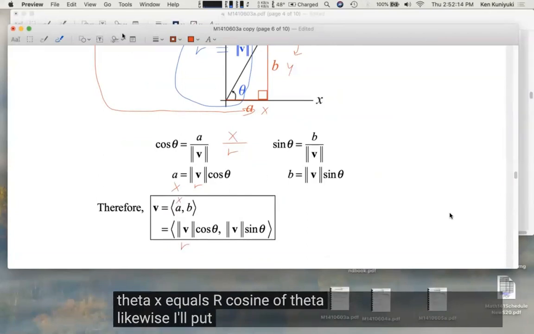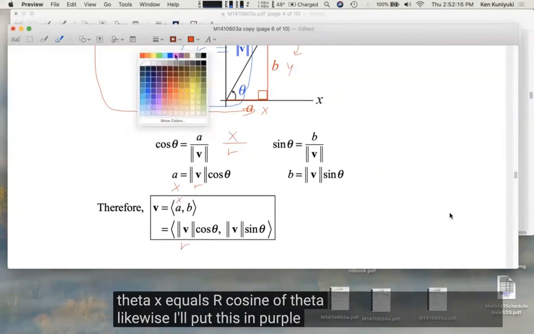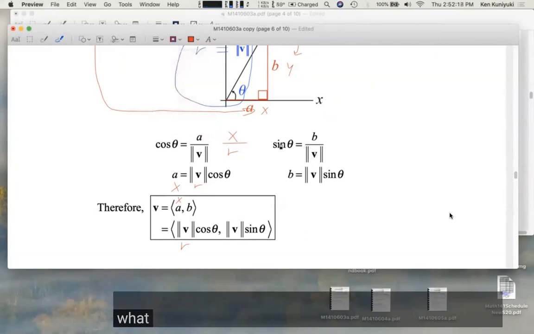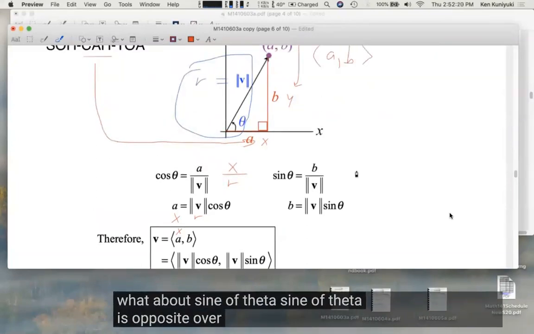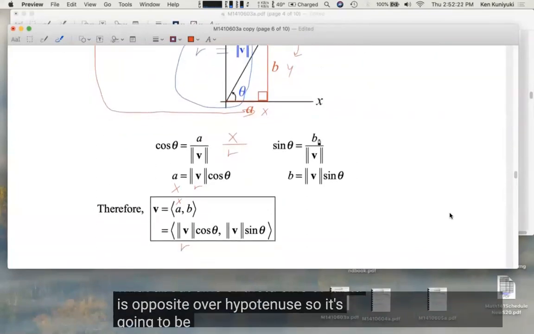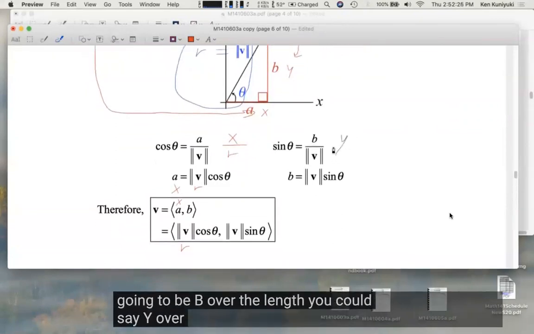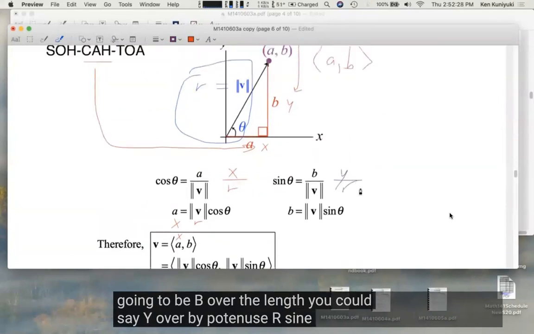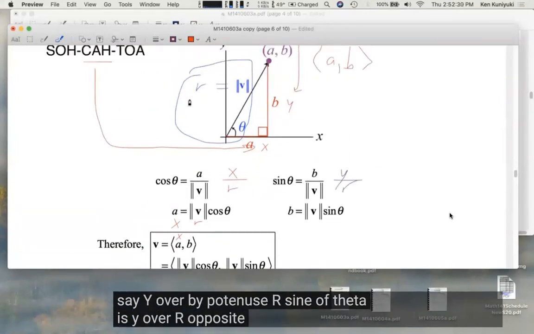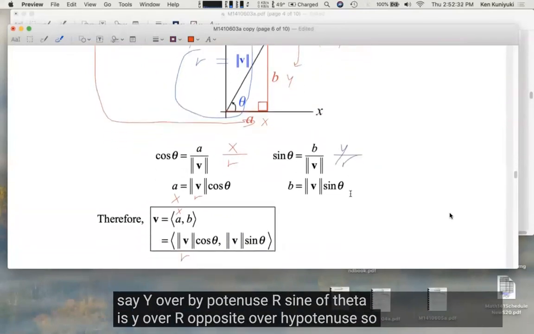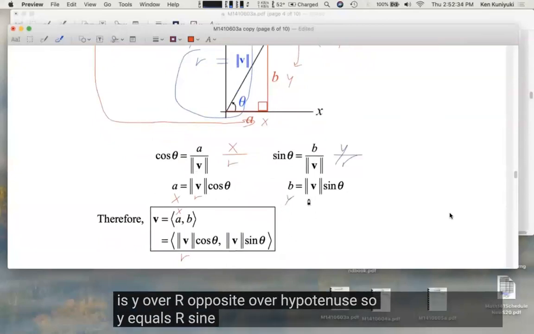Likewise, I'll put this in purple. What about sine of theta? Sine of theta is opposite over hypotenuse. So it's going to be B over the length. You could say Y over the hypotenuse, R. Sine of theta is Y over R, opposite over hypotenuse. So Y equals R sine of theta.